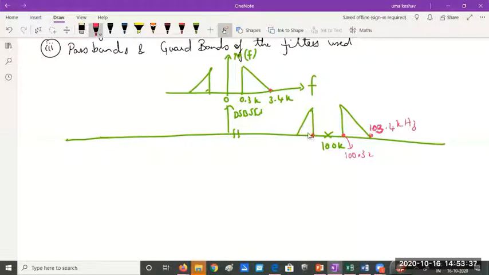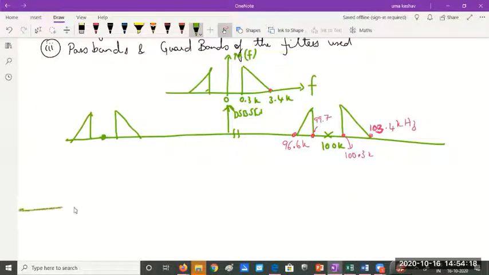And here on this side, 100 minus 0.3, this would be 99.7, and this point would be 100 minus 3.4, that means 96.6k. Just verify. Similarly, on the other side also, you can draw, you need not write the frequencies here. If you write the frequencies on the positive side, it is more than sufficient. Okay, so this is stage 1 DSB-SC.